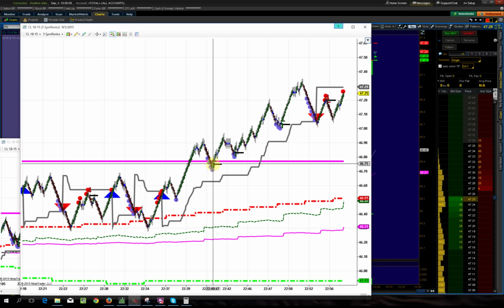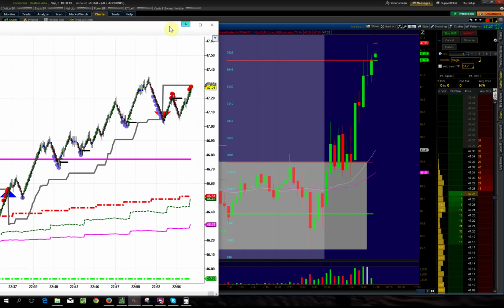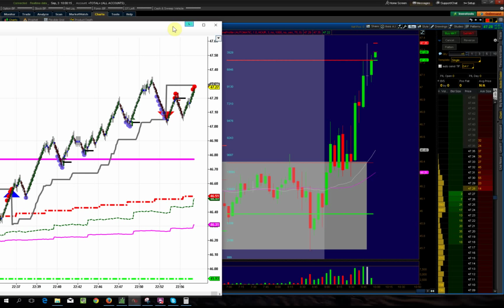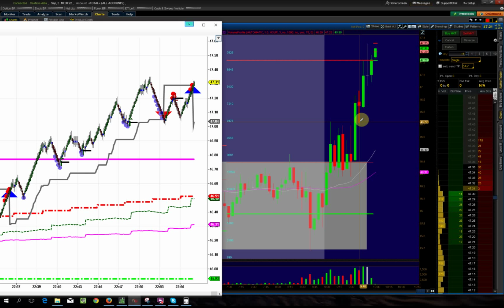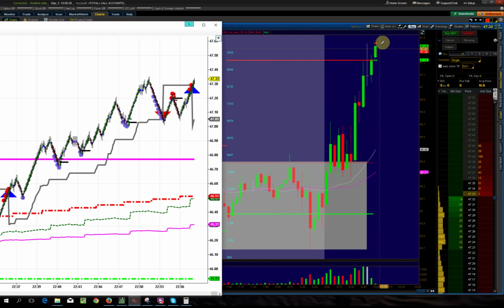And I'm not going to talk about the details of that because that's a separate indicator there. But basically right here, you could have actually gotten in the market at 46.72. So that still would have been a 10, 20, 30, 40, 50, and now 60 tick move just off of that trade right there if you would have held.